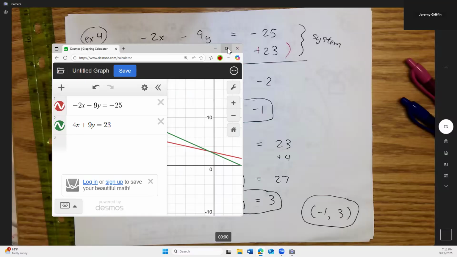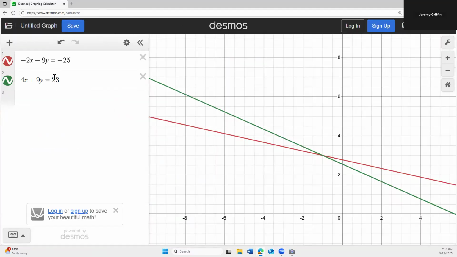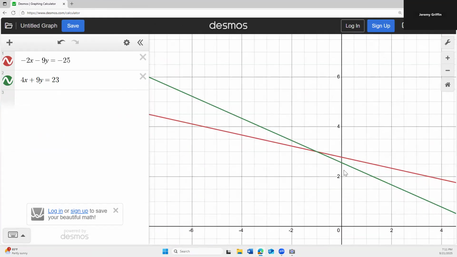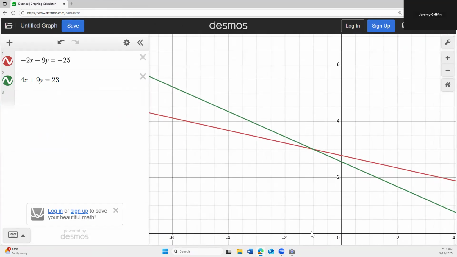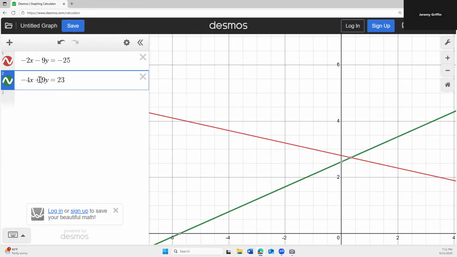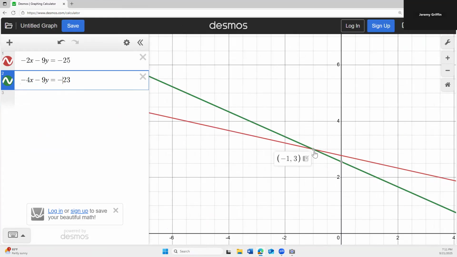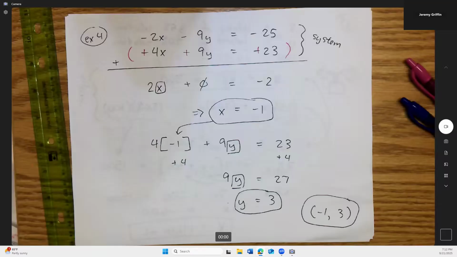Okay, got them in Desmos. There's the two equations, and oh yeah, they did cross at -1, comma 3. Actually, for the second equation I negated everything to make it positive. So if I type it exactly like the book typed it, I bet it still crosses at that exact same coordinate. Let's see if it does. If I just slap in some negatives, oh yeah, it still does. All good. All right, what's next?